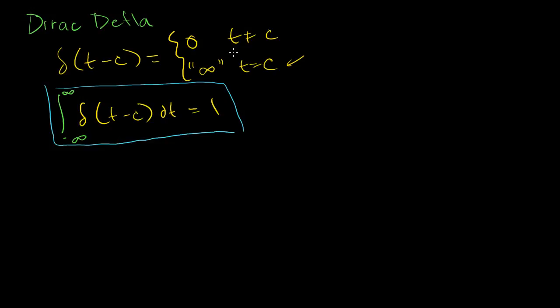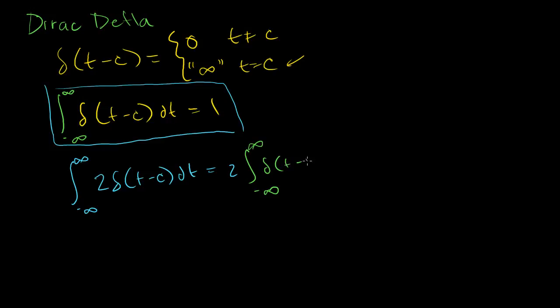Because if I have 2 times the Dirac delta function, then the area under the curve of 2 times the Dirac delta function of t minus c dt should be equal to 2 times the integral from minus infinity to infinity of the delta function shifted by c dt, which is just 2 times, by definition, 1. So this will be equal to 2. So if I put a 2 out here, this infinity will have to be twice as high, so that the area is now 2. So that's why I put that infinity in parentheses.